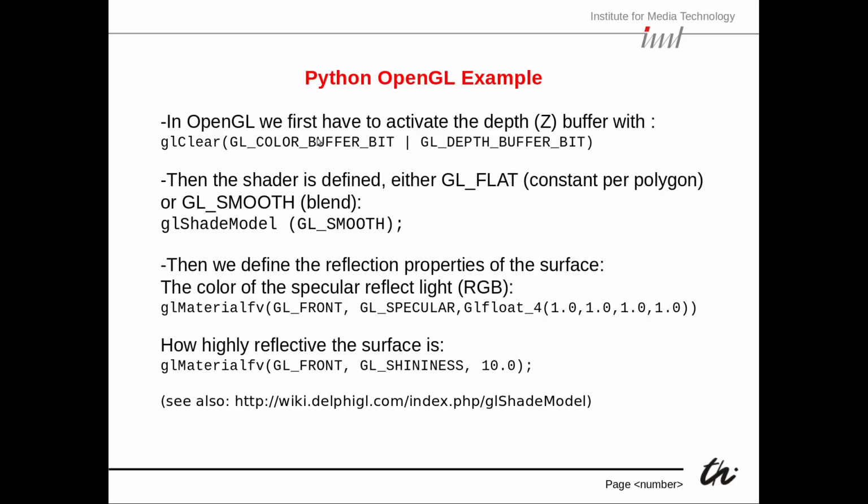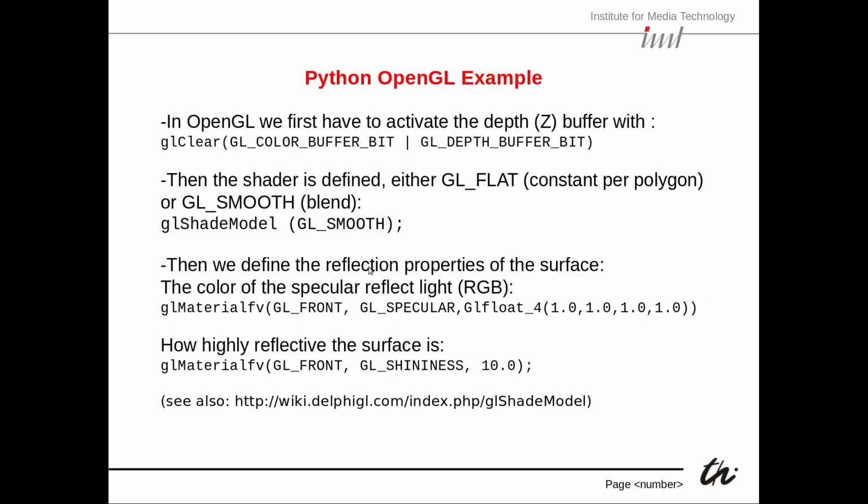So in OpenGL, we can activate the depth buffer, the Z buffer, with this command. Right, GL clear, then we have GL color buffer bit, and here GL depth buffer bit. So this gives us the Z buffer. Then the shader is defined with this command. We can choose either GL flat, the simplest, which is constant per polygon, or GL smooth, which is interpolated. So this is Gouraud shading, right? This is simple interpolation. So it's still not great, but better than the flat shading.